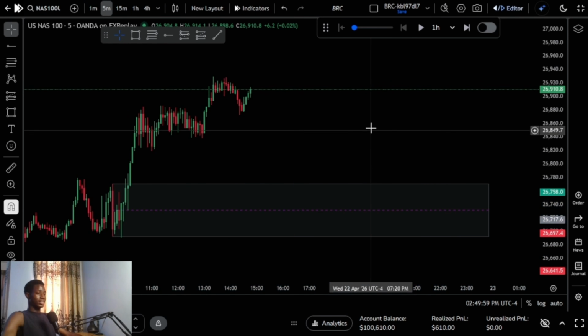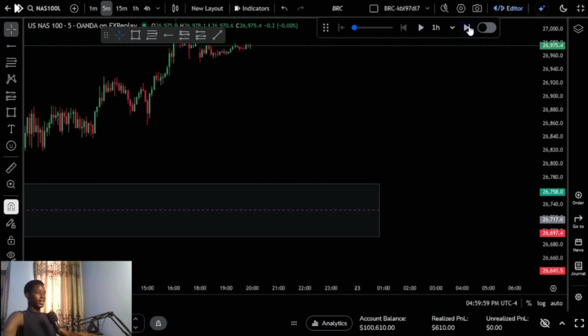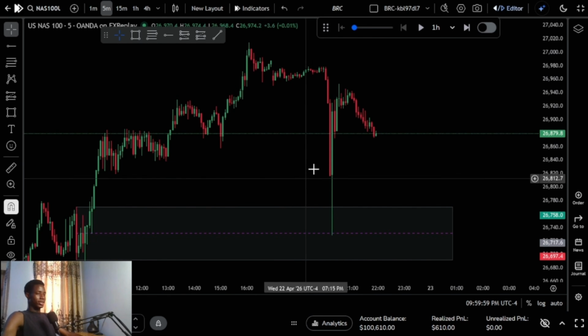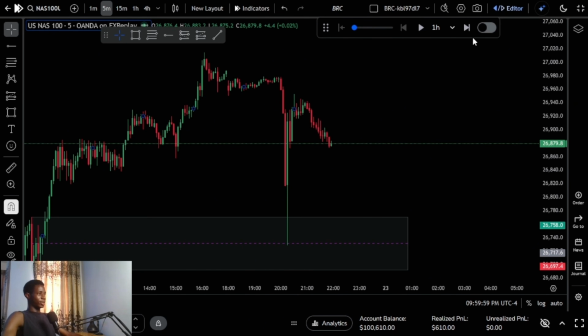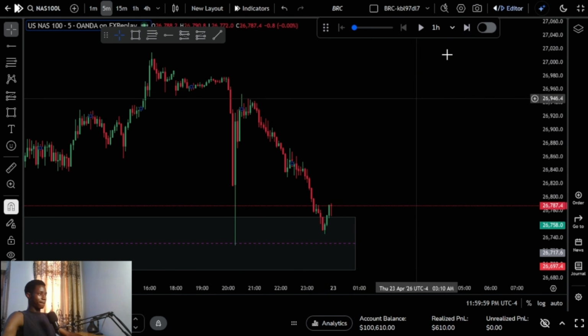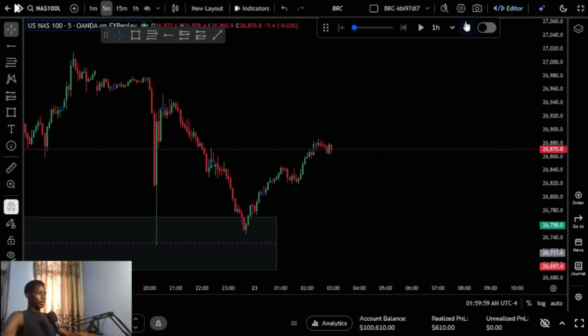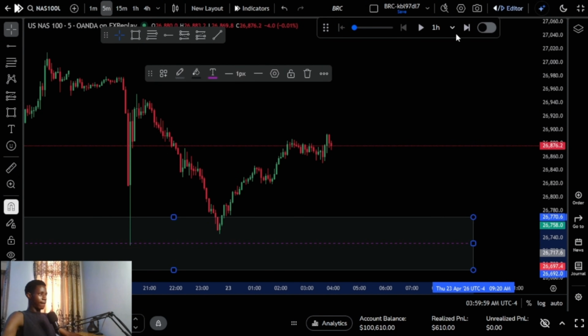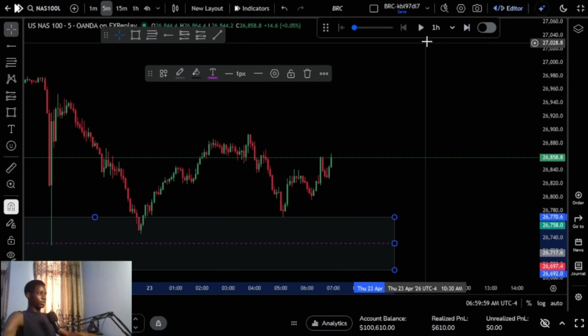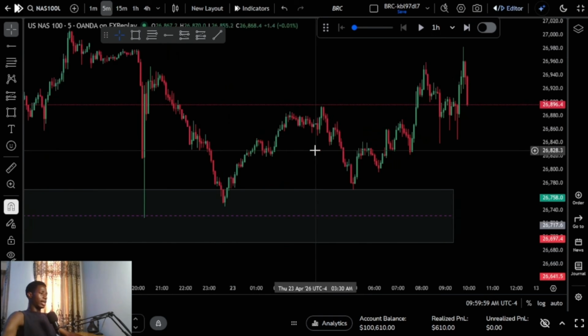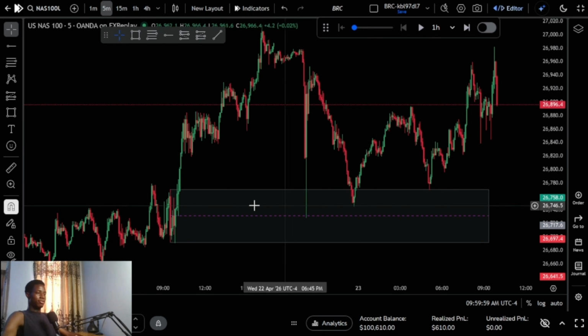But if we actually extend this range, we're going to see that price ended up tapping into this level and then had a huge spike to the upside. Price also tapped it again and had a huge spike to the upside. And price tapped it again and had a huge spike to the upside. So just showing you that this range is actually really valid.